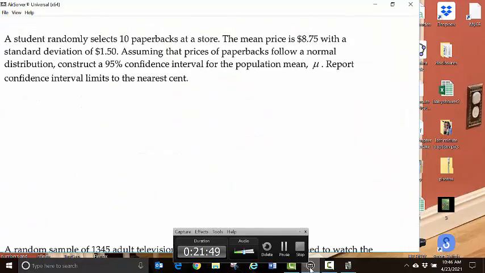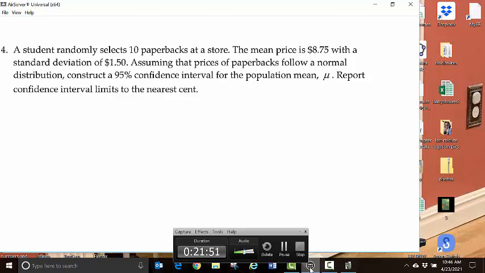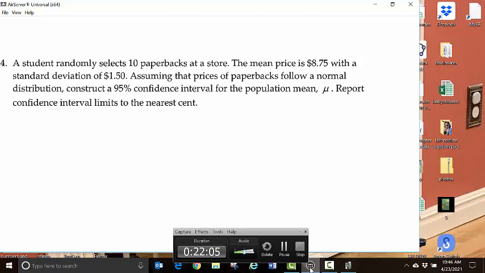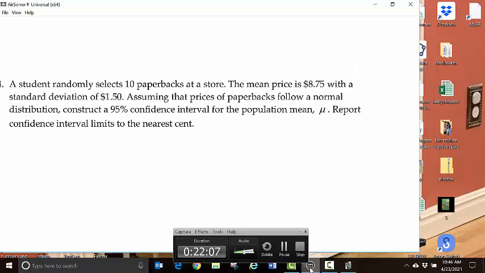All right, a student randomly selects 10 paperbacks at a store. The mean price is $8.75 with a standard deviation of $1.50. Assuming the prices of paperbacks follow a normal distribution, conduct a 95% confidence interval. So again, okay, N was our sample size.